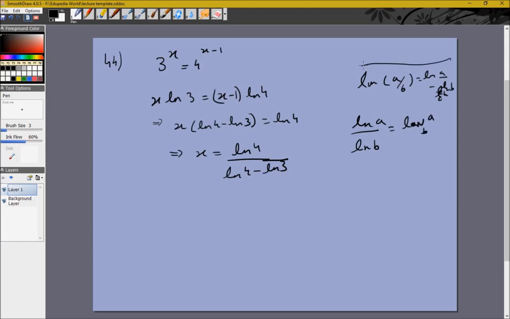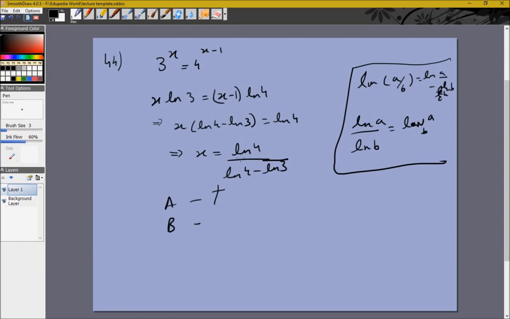These properties you already know for log, right? So now you just look at the options. Option 1 is just divide this by 3. So this will be log 4 to the base 3 by log 4 to the base 3 minus 1. And you write log 4 to the base 3 as 2 log 2 to the base 3. So A is true.